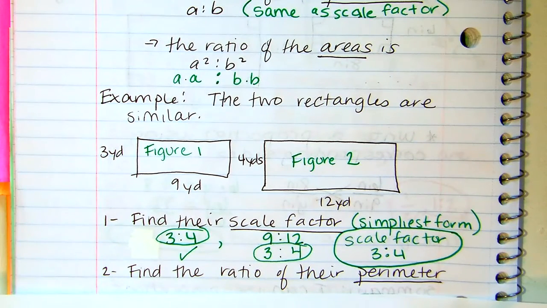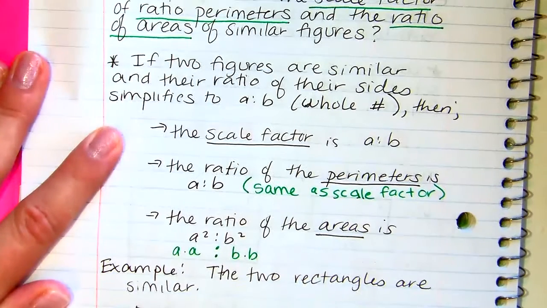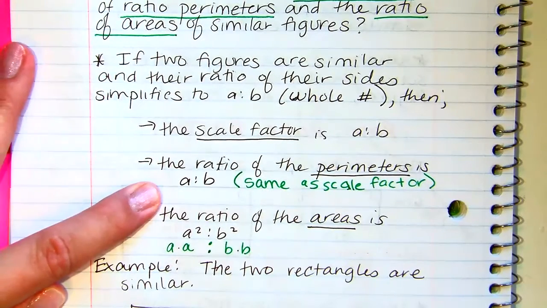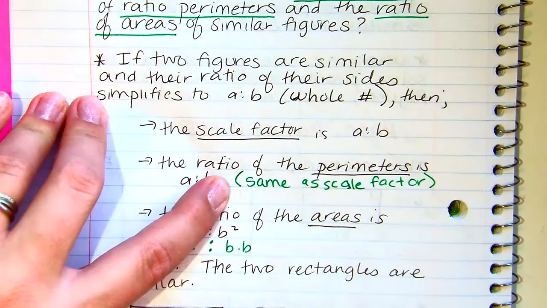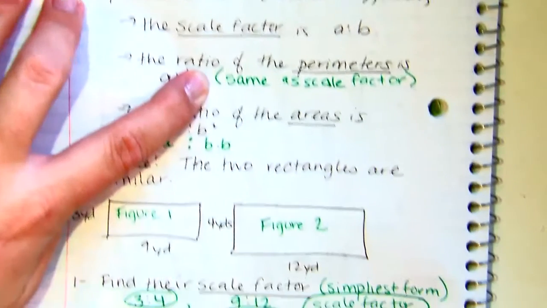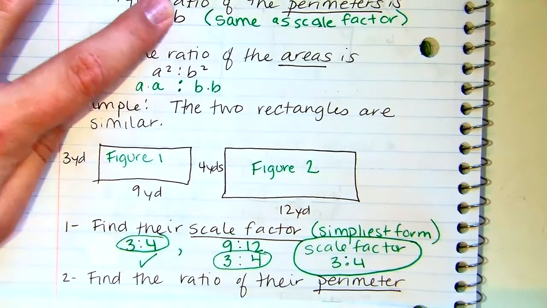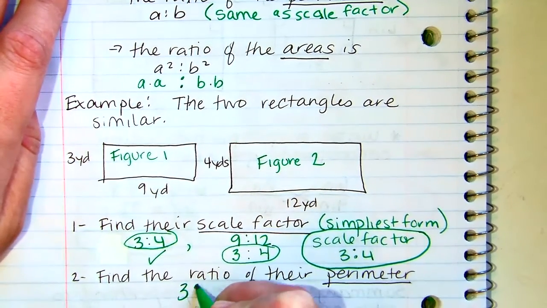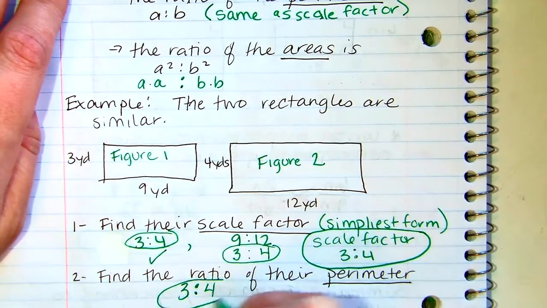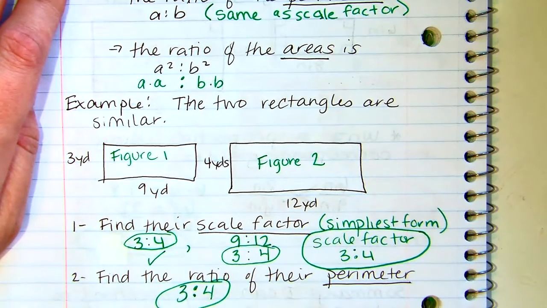Now in the notes above, I made a statement that the ratio of the perimeters is A:B. Also, it's the same as their scale factor. So if our scale factor is 3 to 4, the ratio of the perimeters is also going to be 3 to 4. So we're going to use the same numbers for the scale factor and the ratio of the perimeter.